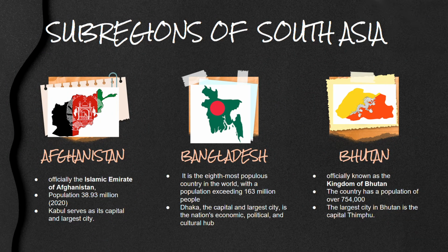Next, we will explore more details on the sub-region. The first one is Afghanistan. Afghanistan, officially the Islamic Emirate of Afghanistan, is a landlocked country at the crossroads of Central and South Asia. Its population as of 2020 is 31.4 million, composed mostly of ethnic Pashtuns, Tajiks, Hazaras, and Uzbeks. Kabul serves as its capital and largest city.